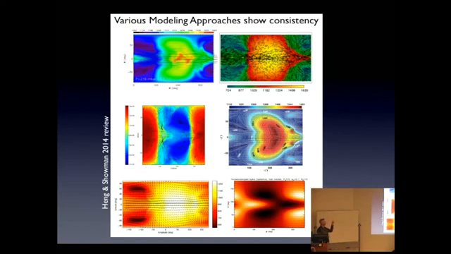So the point here, the rosy picture for now, and we're going to stick to that, is that various modeling approaches show consistency at the qualitative level for sure and even at some quantitative level. But there are differences, where the wind speed can differ by a good 30% from one simulation to another. So certainly we know that there are areas of improvement to be made.